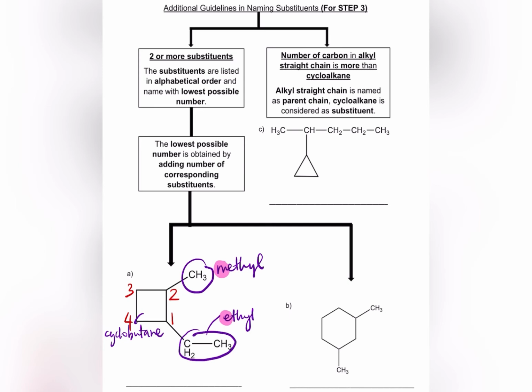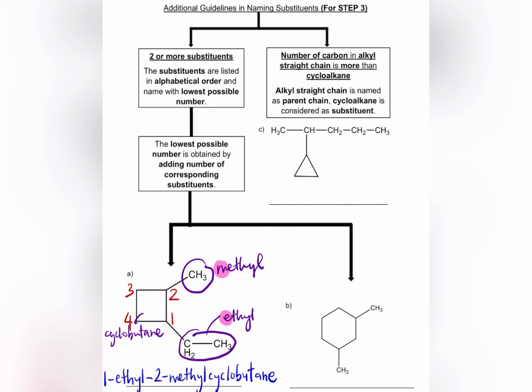So how do I put the full name for this structure? The full name of it will be 1-ethyl-2-methylcyclobutane. So this is the name for my structure here.